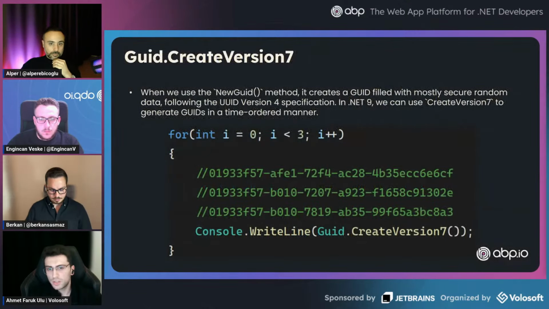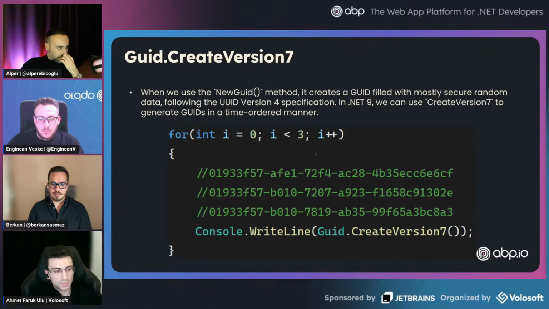The other one is the GUID.CreateVersion7 method. The standard new GUID method creates a GUID following the UUID version 4 specification, which is completely random. However, this isn't efficient when storing GUIDs in the database with an index. The CreateVersion7 method addresses this by generating GUIDs in a time-ordered manner, improving the indexing performance.